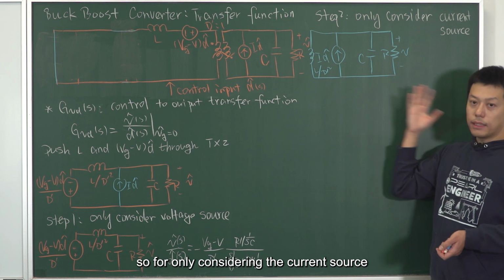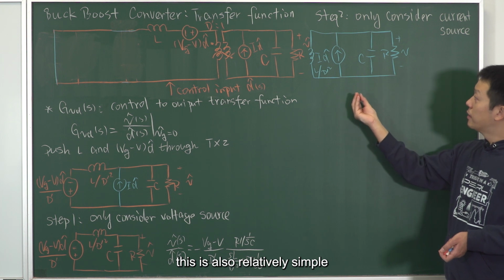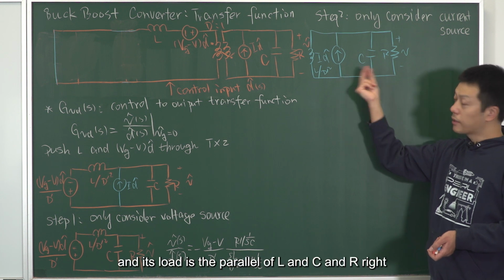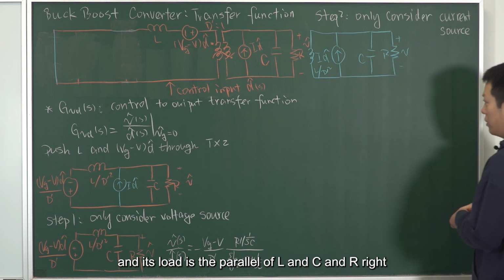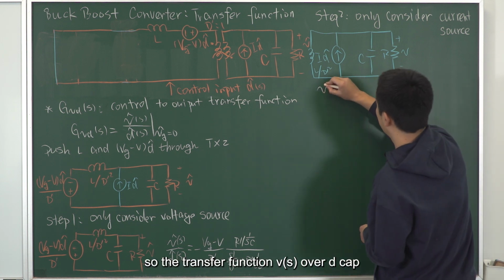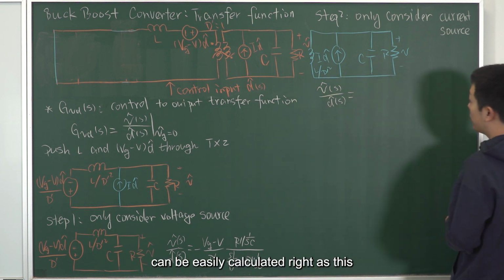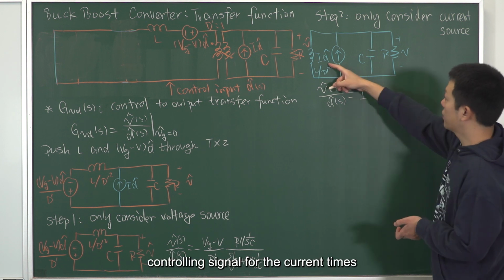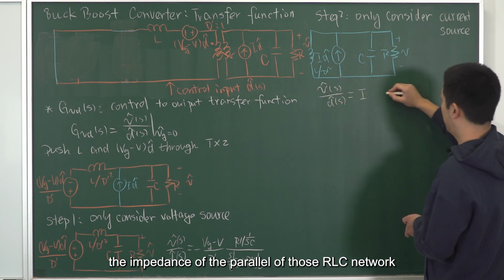So for only considering the current source, this is also relatively simple. It's like a current source is the excitation signal, and its load is the parallel of L and C and R, right? So the transfer function Vs over d cap can be easily calculated as this controlling signal for the current times the impedance of the parallel of those RLC network.